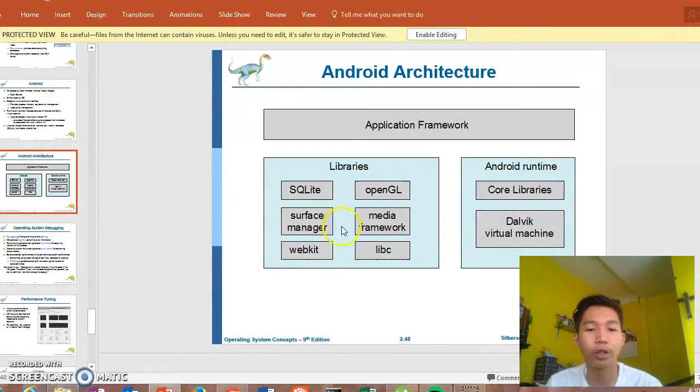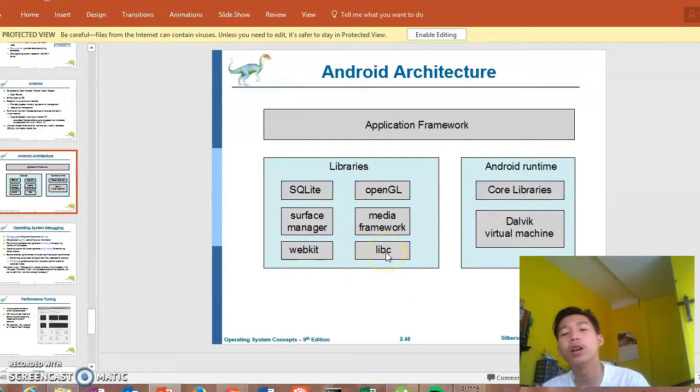First one is the SQL, Surface Manager, WebKit, OpenGL, Media Framework, and LIBC. For the runtime, it uses the core libraries or the Dalvik virtual machine.